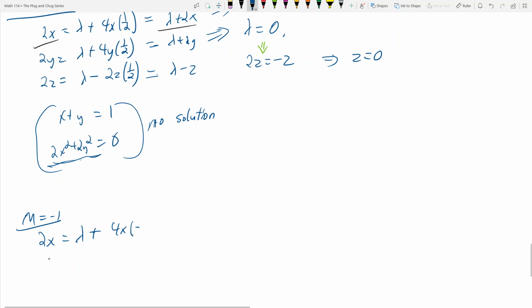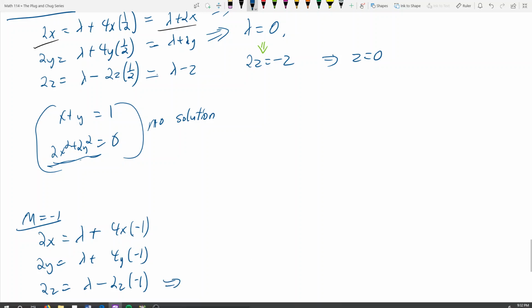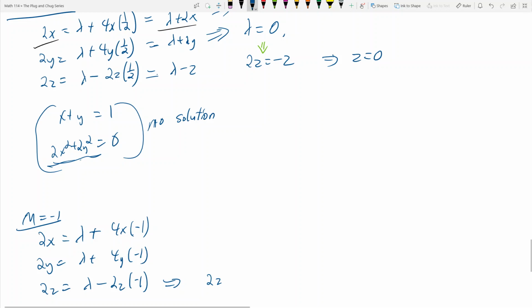4x mu, which is -1, right? 2y is equal to lambda plus 4y mu, and 2z is equal to lambda minus 2z mu. And you guys see what goes wrong? Well, if we carry out on the z's now, I get 2z is equal to lambda plus 2z, which means lambda is equal to 0. All right. Okay, lambda is equal to 0, cool.